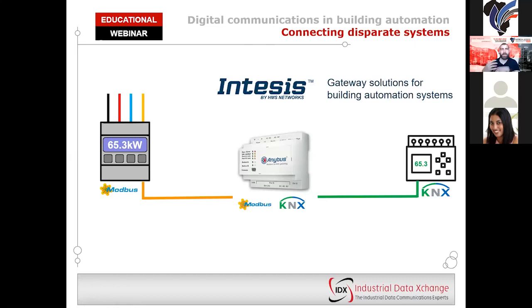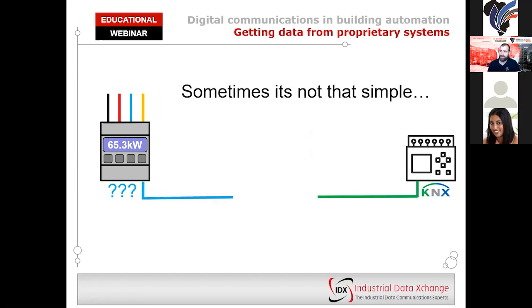So by using a gateway, I can actually take two different types of technologies. If that building automation component is optimal for what I want to do, and maybe it could even be a cost-saving thing, using a gateway to expand that network and to share data to do something smart with it. Sometimes it's just not as simple as chucking in an off-the-shelf gateway.